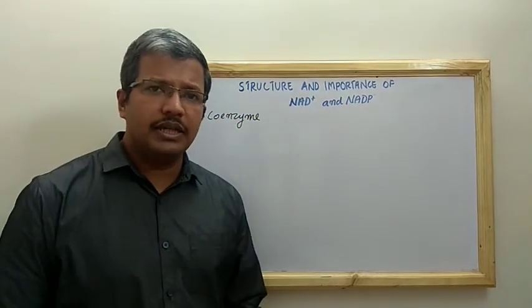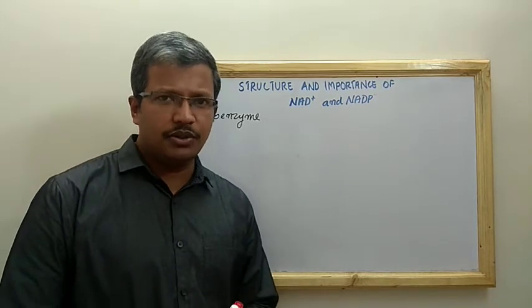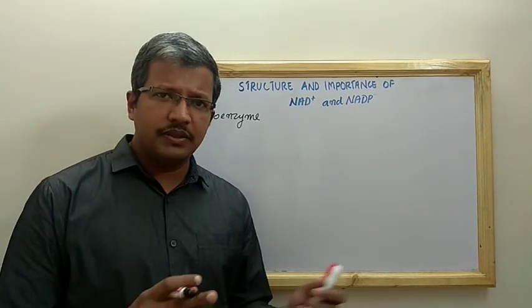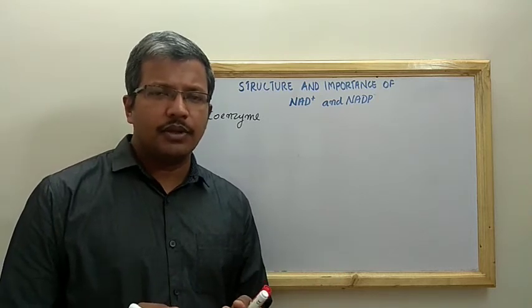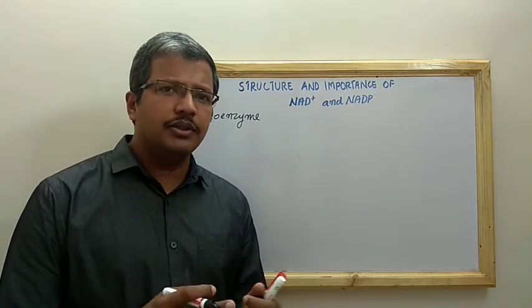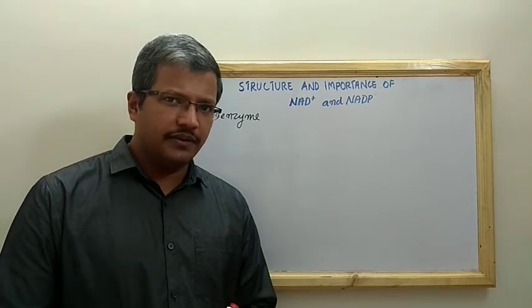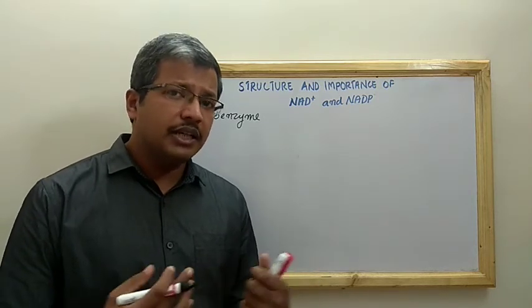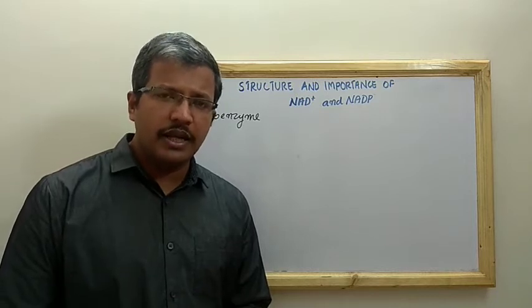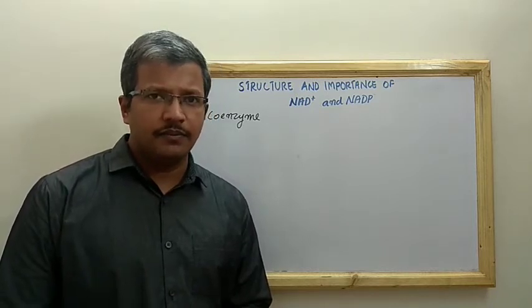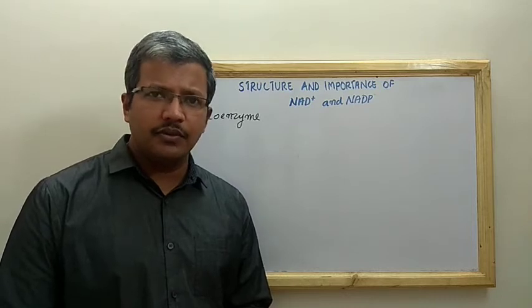Coenzyme. We know that an enzyme is composed of apoenzyme and cofactor. Altogether it becomes holoenzyme, the functional enzyme. And there are three types of cofactor: prosthetic group, coenzyme, and metallic ions. So there are mainly three types of cofactor.